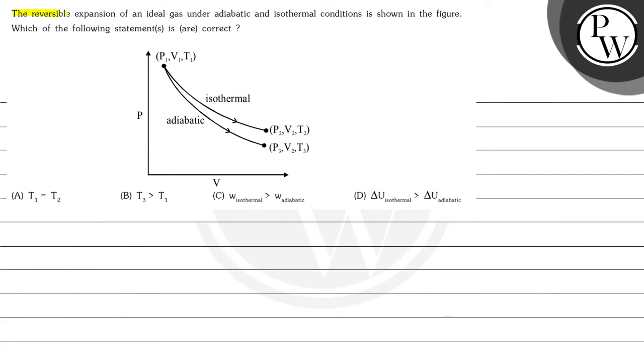Question says the reversible expansion of an ideal gas under adiabatic and isothermal conditions is shown in the figure. Which of the following statements is or are correct? So here this PV curve is given, and this is adiabatic and this is isothermal. Here the pressure is P1, volume is V1 and temperature is T1, and in this P2 V2 T2, and for adiabatic that is equals to P3 V3 T3.